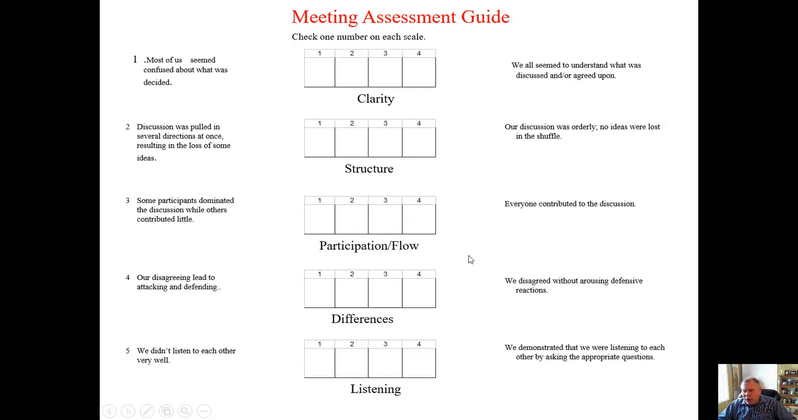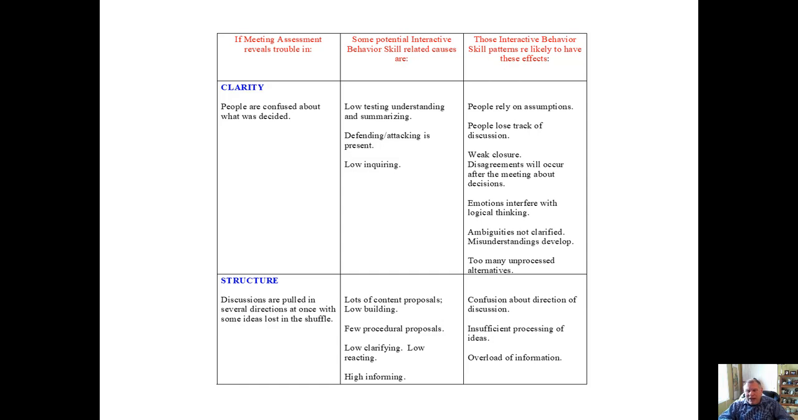I have this little chart here, the meeting assessment guide, and I think it might be interesting if you are part of meetings to use this. It's one option for our reflection. If that assessment talks about clarity, people confused about what was decided, what potential IBS skills cause that? Do we have low testing of our understanding and summarizing? Was defending and attacking present? Was there low inquiry?